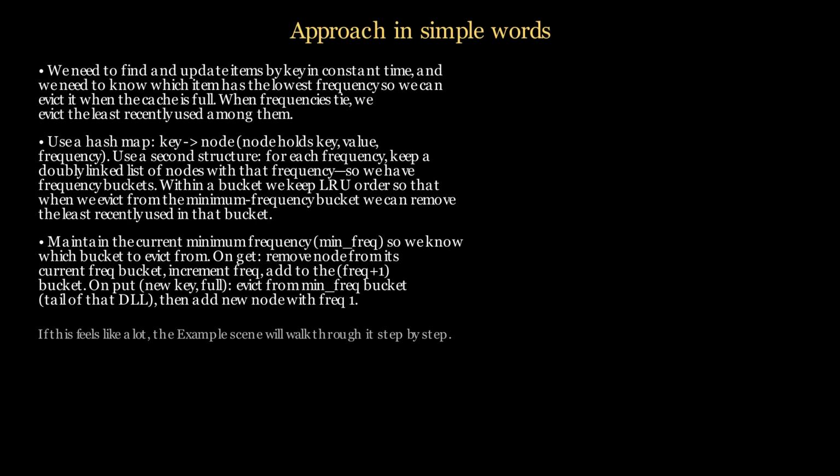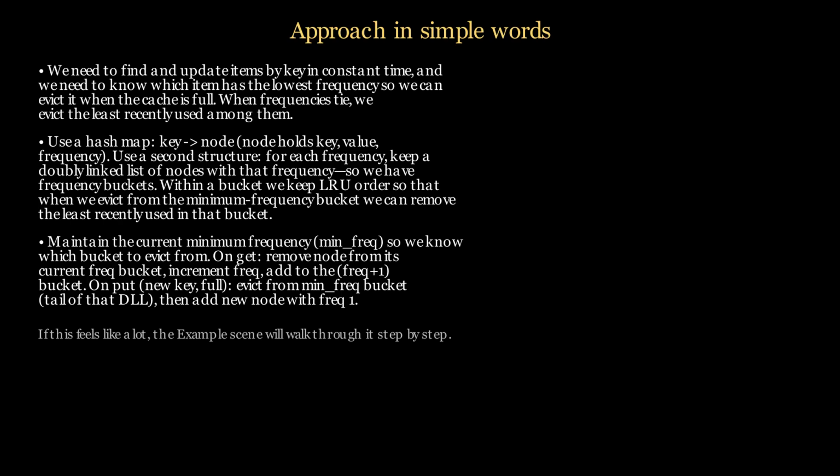We need to find and update items by key in constant time, and we need to know which item has the lowest frequency so we can evict it when the cache is full. When frequencies tie, we evict the least recently used among them. Use a hash map from key to node, where the node holds key, value, and frequency. Use a second structure: for each frequency, keep a doubly linked list of nodes with that frequency, buckets. Within a bucket we keep LRU order so when we evict from the minimum frequency bucket we remove the least recently used in that bucket. Maintain the current minimum frequency so we know which bucket to evict from.